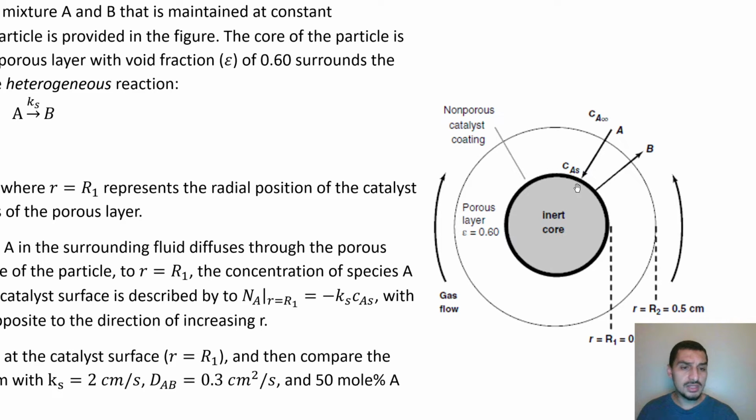This is where the reaction takes place and species B is produced and diffuses back to outside. So this is the surface, the part of the catalyst material where the diffusion takes place. We have the diffusion taking place between R1 and R2, between 0.3 and 0.5 centimeters. The gases flowing are all around the catalyst material, or the catalyst pellet. The concentration is kept homogeneous in all directions, which is Ca infinity.